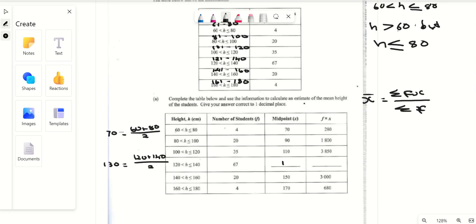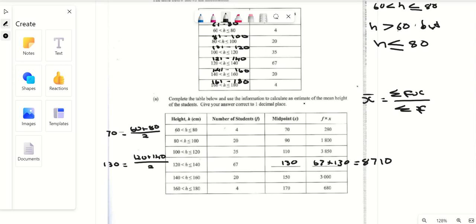So here is 130. Now, if we find out the value for x, f of x will be easy because we know f is 67 and x is 130. So it's 67 multiplied by 130, which is equal to 8,710.